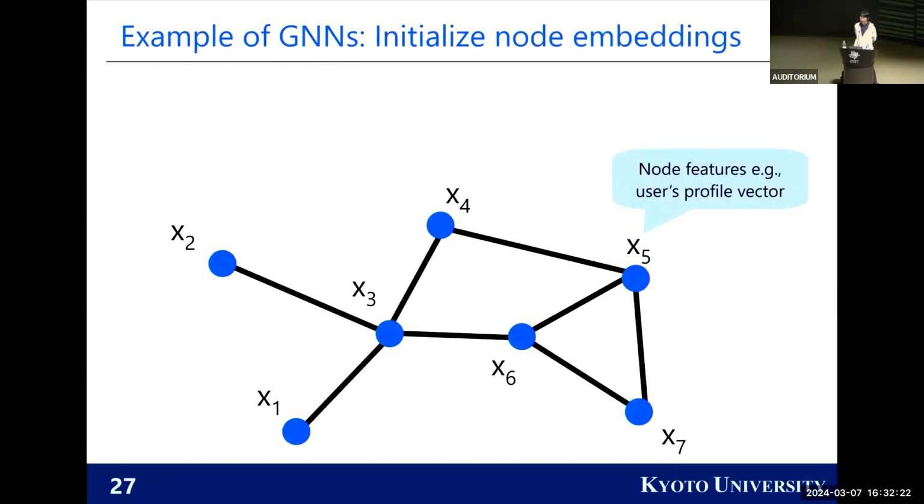Let's see how GNNs work by illustration. We have a graph with 7 nodes, and recall that GNNs first initialize the node state by the given raw node features X_V. X_V can be, for example, in a social network, a user profile vector, or in a chemical compound, the indicator function or one-hot vector of the atomic type, and so on. So this is the initial state.